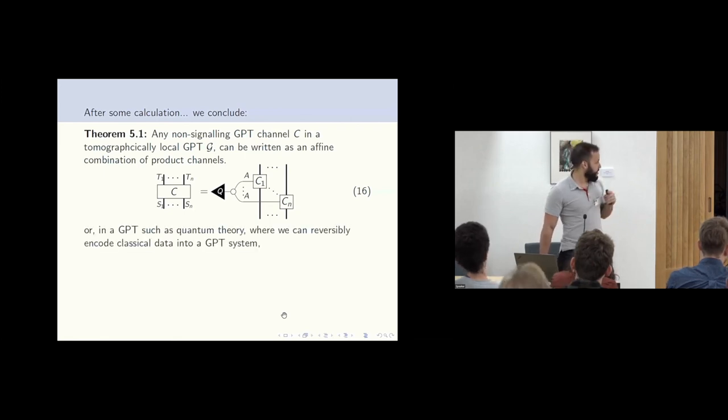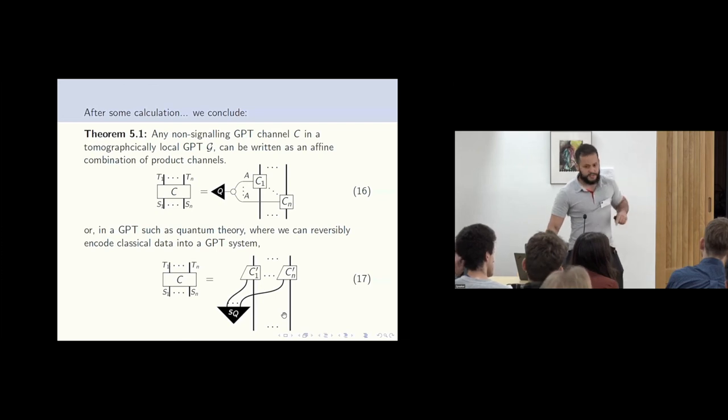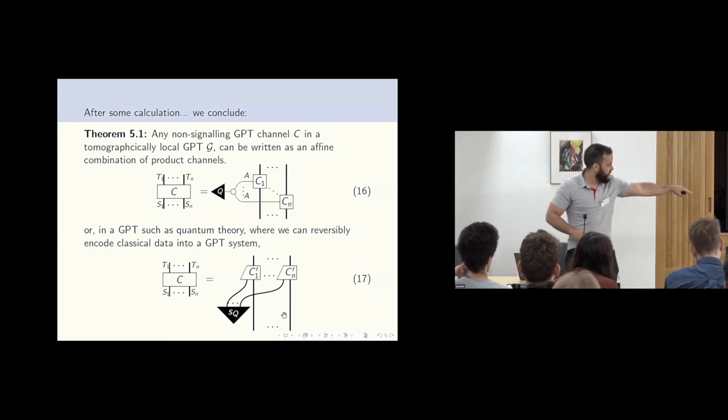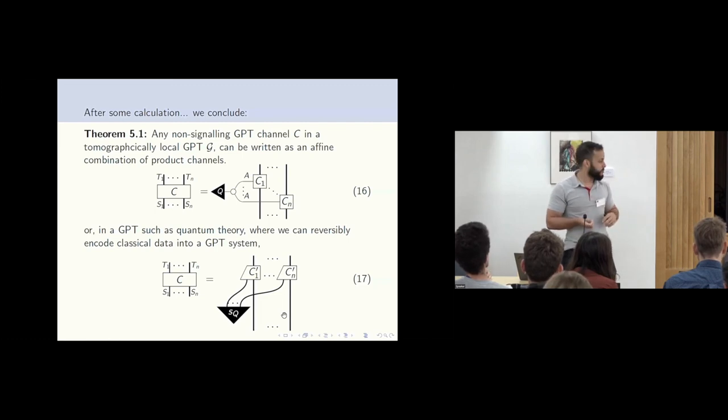It is interesting that in a GPT, such as quantum theory, where you can reversibly encode classical information into the state, you can rewrite this diagram above as just separable operations happening on a shared unphysical state, where this unphysical state is an affine combination of physical states. So for example, in the case of quantum theory, this unphysical state would be a Hermitian matrix. So if you had agents that can only do quantum operations, but they have access to some Hermitian matrix, which is their shared state, they would be able to realize any no signaling GPT channel, quantum channel.